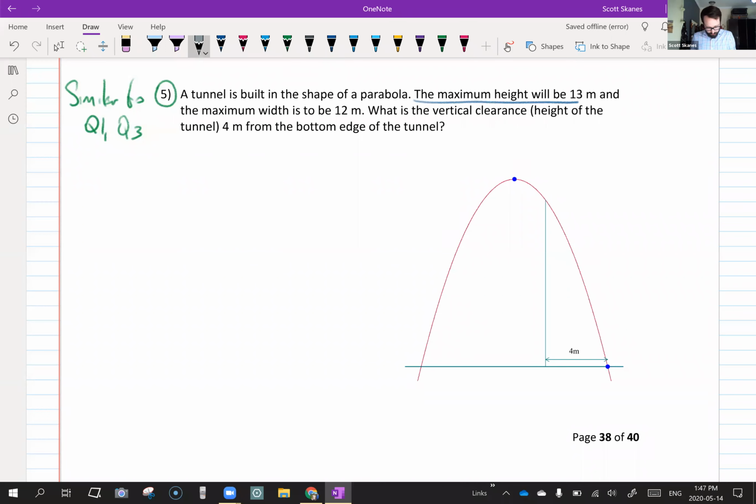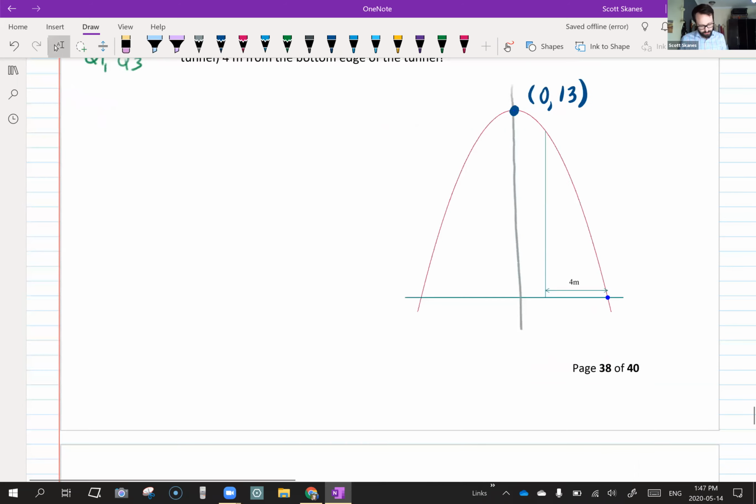So let me draw a line through this. The vertex is at the center, and it goes up by 13 meters. The maximum width is to be 12 meters. So the entire distance this way is 12 meters. What does that mean for the total distance?